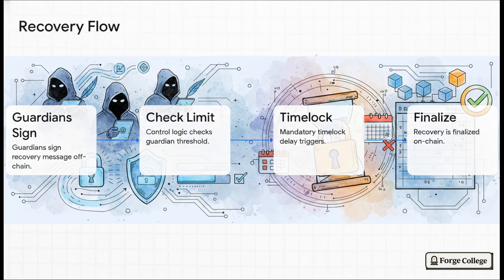Step 3 triggers a mandatory time lock delay, which is incredibly vital to allow the original owner time for dispute resolution if they're being maliciously attacked. And finally, step 4 sees the recovery safely finalized on-chain.